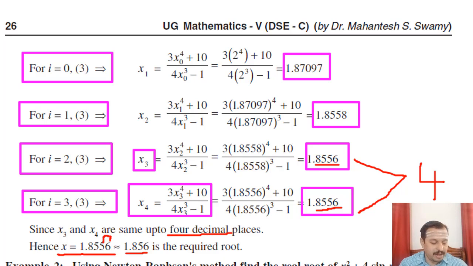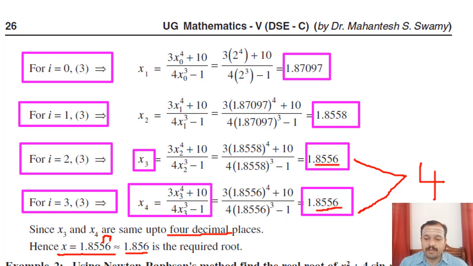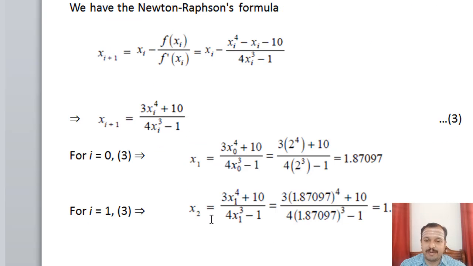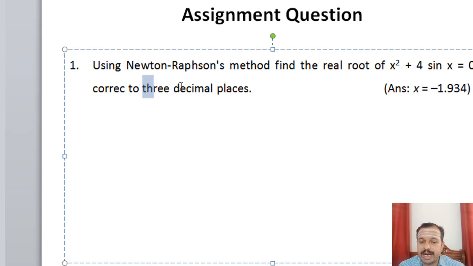Once again, I request you to try to solve one more example as an assignment problem. I have an example over here for you to work out. Please try to solve this using the Newton-Raphson method. Find the real root of x to the power of 4 plus 4 sin x equal to 0, correct to 3 decimal places.